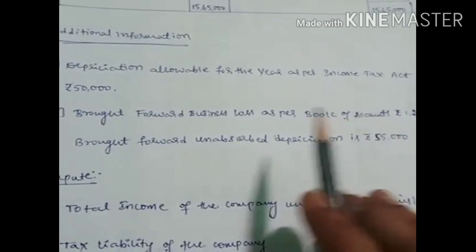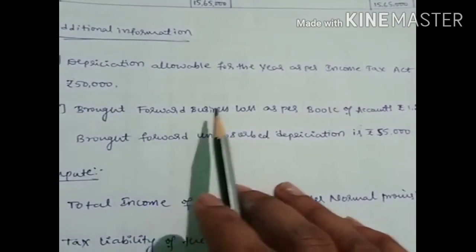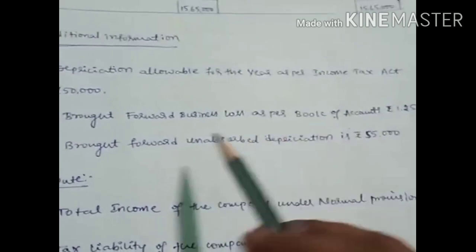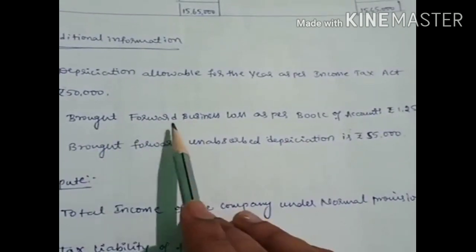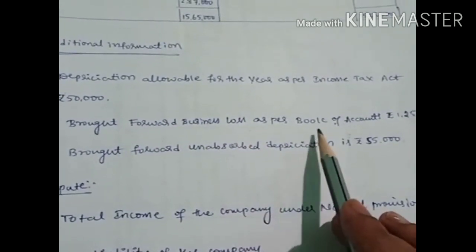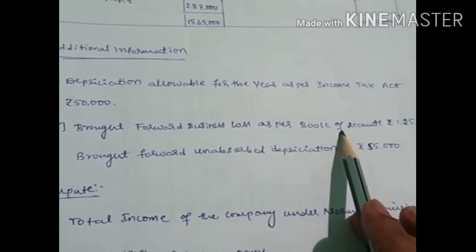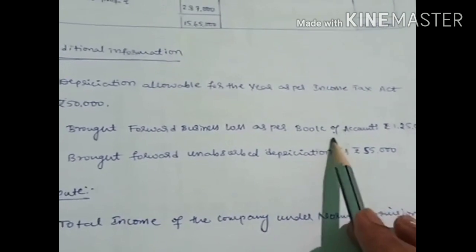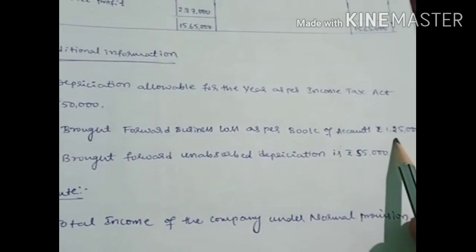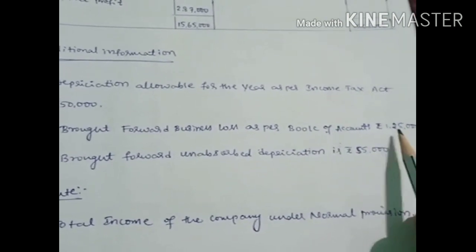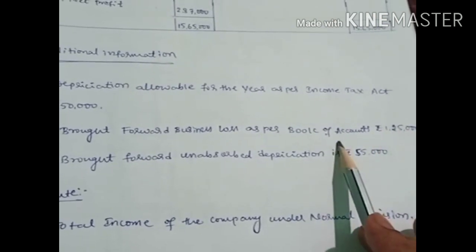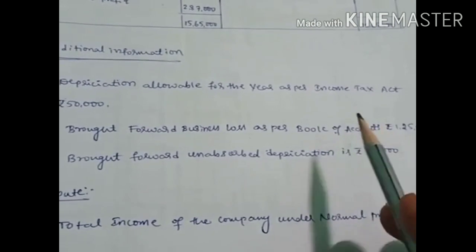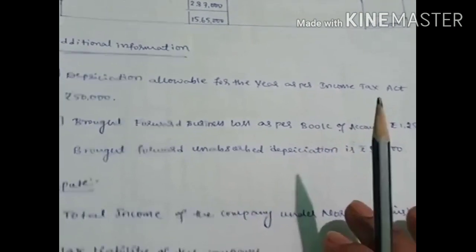Whenever you calculate the brought forward business losses as per books of accounts, whichever is less has to be taken into consideration. But here brought forward unabsorbed depreciation is not given as per books, so it is considered nil. So whichever is less is nothing, and you should not take 1,25,000; you always consider it nil. I will explain this once again when we solve the books of accounts computation.